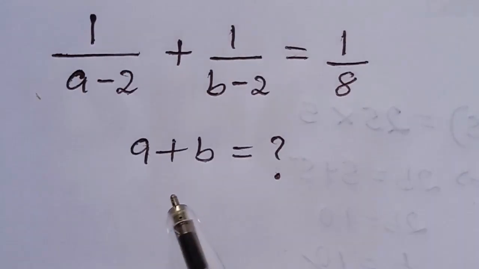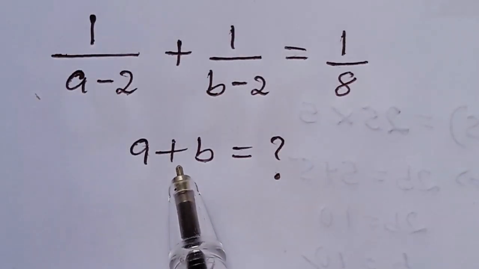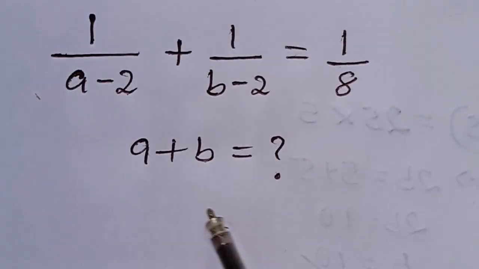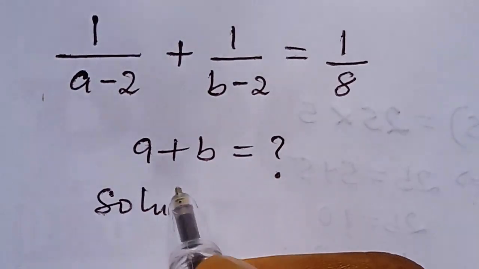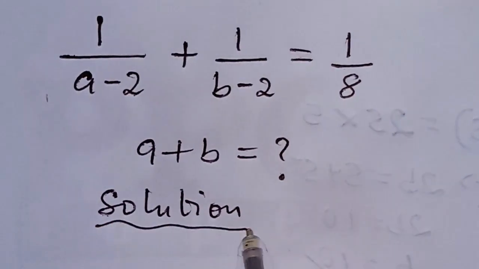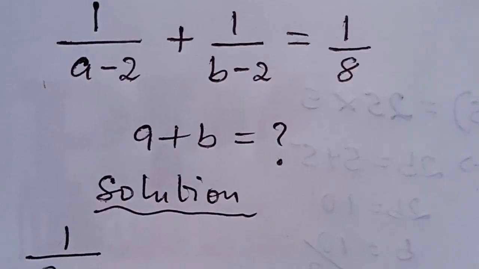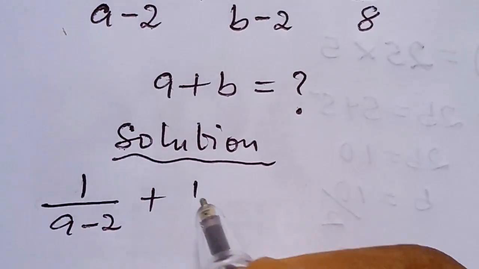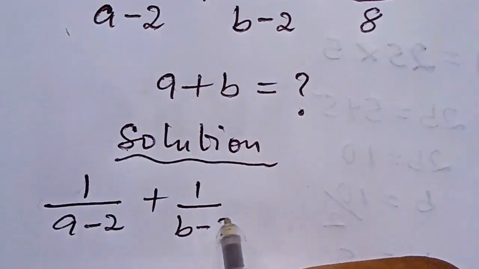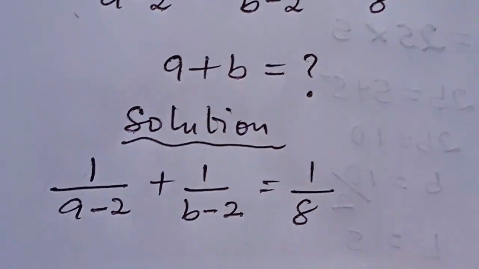So in this question we want to solve for a plus b. We want to find the possible value of a plus b. Now let's begin. We have solution. So our question implies 1 over a minus 2 plus 1 over b minus 2 equal to 1 over 8.